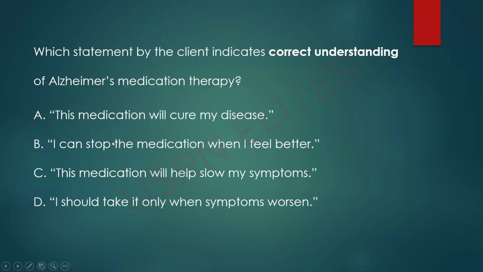Our next question. Which statement by the client indicates correct understanding of Alzheimer's medication therapy? A. This medication will cure my disease. B. I can stop the medication when I feel better. C. This medication will help slow my symptoms. D. I should take it only when symptoms worsen.